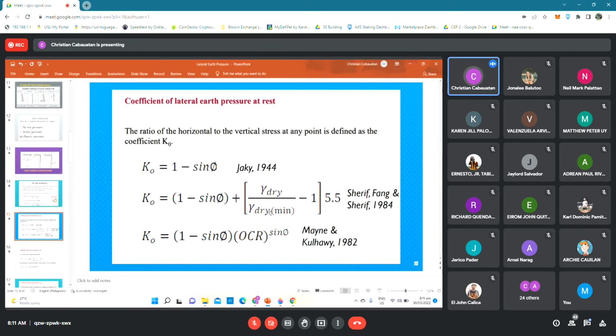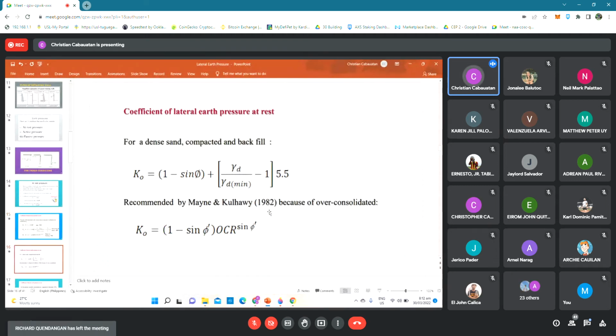But based on my experience, I haven't yet used these Sherif and Fang, and Mayne. Jaky 1944 is what we mostly use. And then there is an additional one when the soil is densified, compacted backfill. Jaky's formula is added with gamma dry, and then divided by gamma dry minimum minus 1. If you notice, it is the formula of Sherif; they just multiply by 5.5.